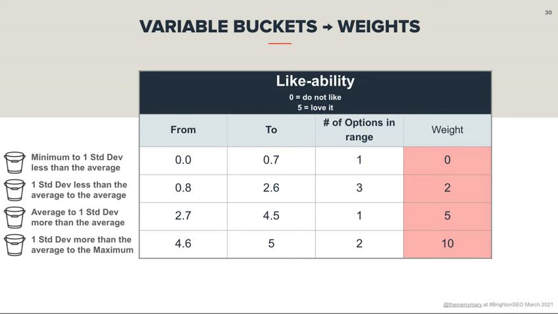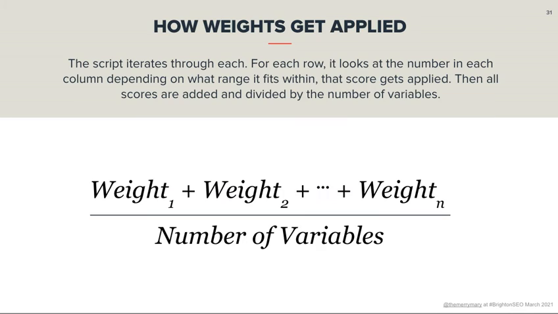And then on the right-hand column, you can see in red, we're giving each of those ranges a weight. So if something falls within that minimum range, no matter which actual number it is, if it's within that range, it's going to get that score. This allows us to be a lot more flexible and dynamic with our scoring. And the script actually works in the same way as those weighted and unweighted scores that we were talking about earlier. We're adding up all the weights, and then in this case, we're going to divide by the number of variables. So this should look very similar.